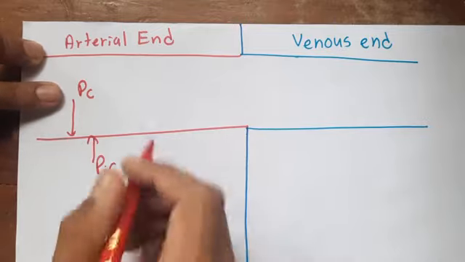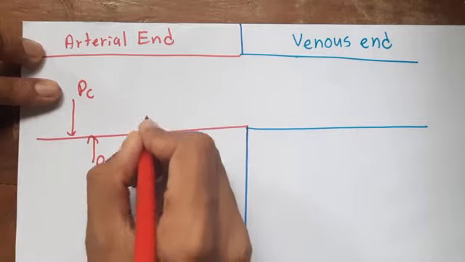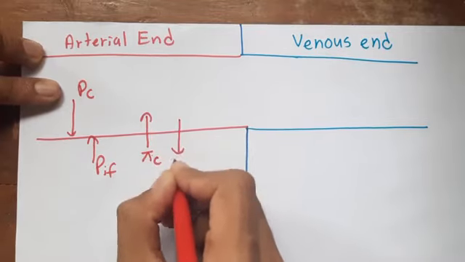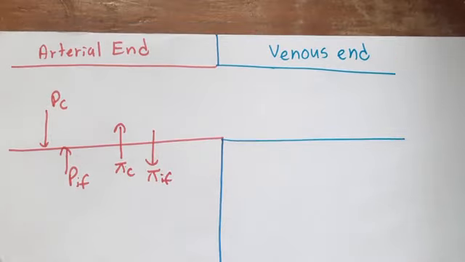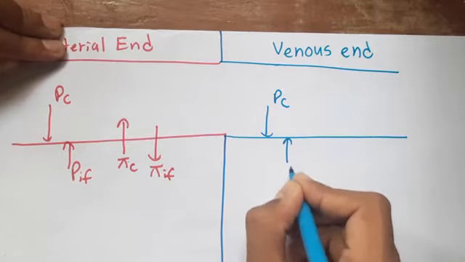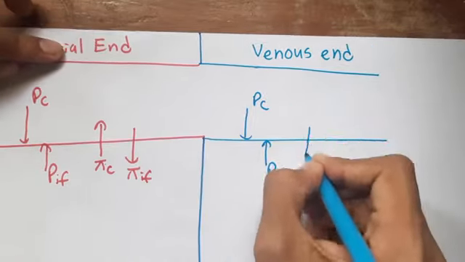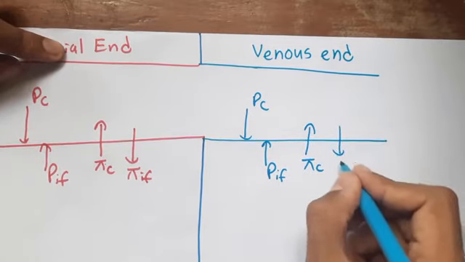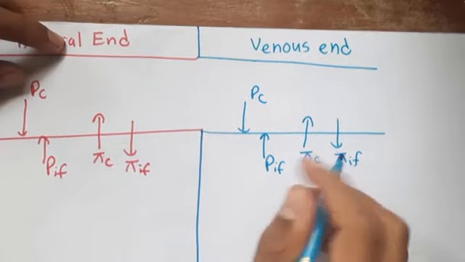The second force is capillary colloid oncotic pressure and interstitial colloid oncotic pressure. The same happens in the venous end. It also has hydrostatic pressure in both the capillary and interstitial fluid, and colloid oncotic pressure in both the interstitial fluid and, of course, the capillaries.